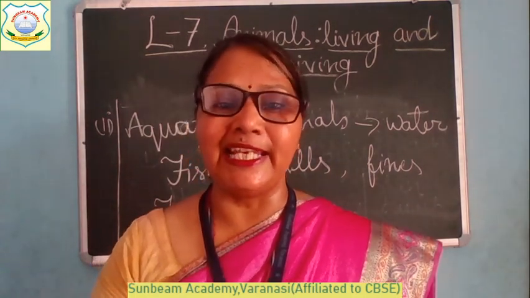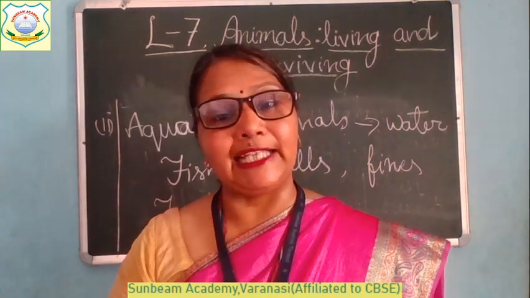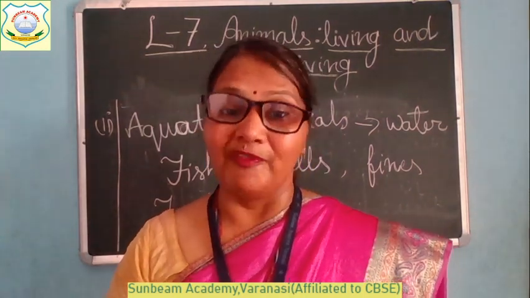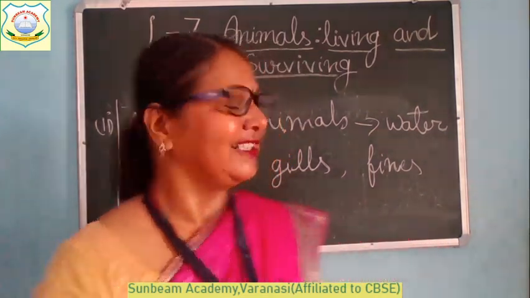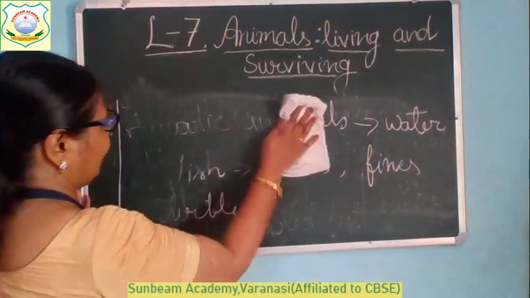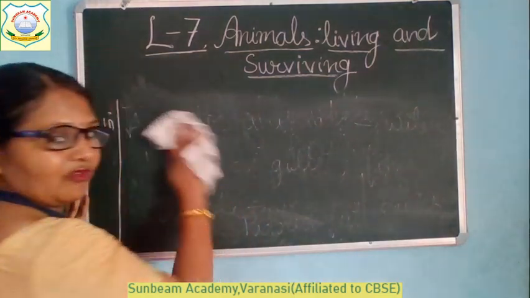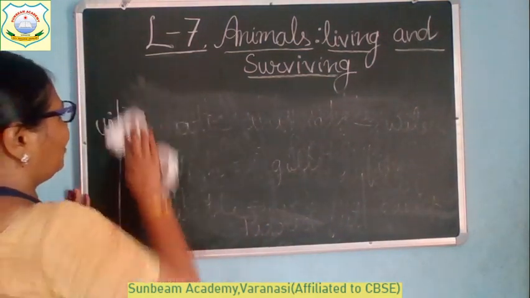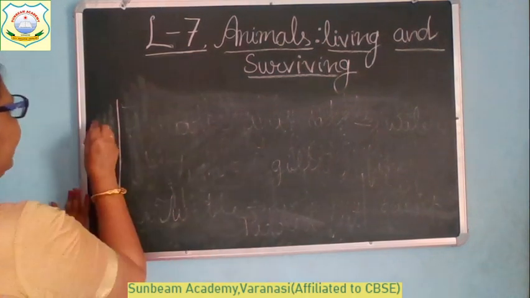Just like aquatic animals, they have special types of features, and there are some other animals which can live both on land and water. They can live both on land and water. What are they called? They are called amphibians. The third one is amphibians.